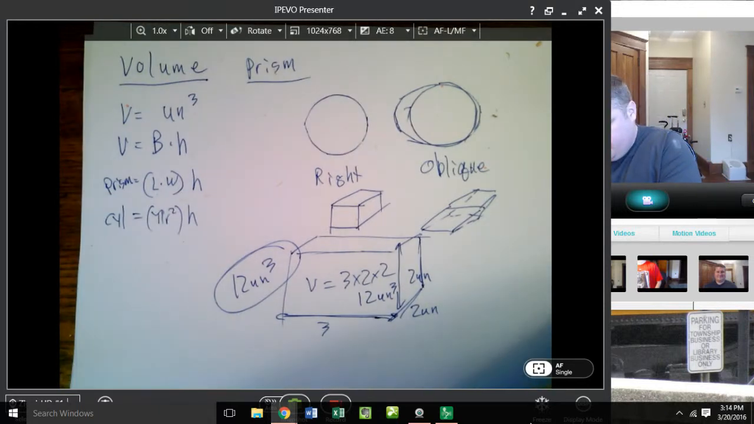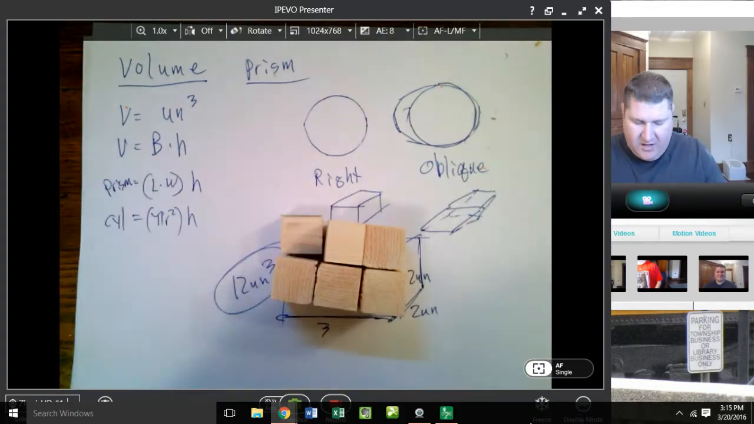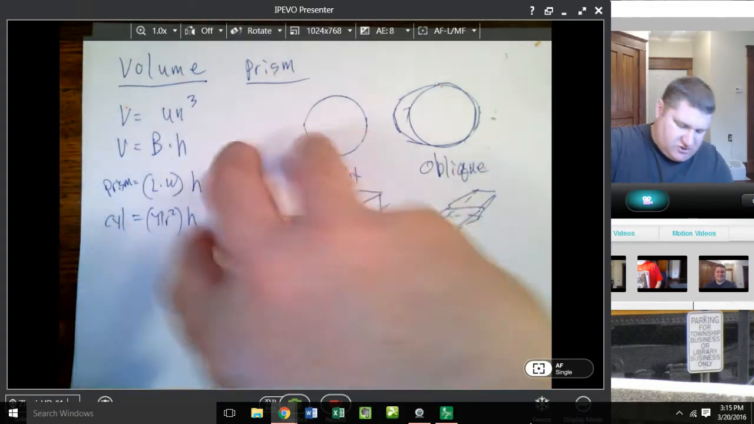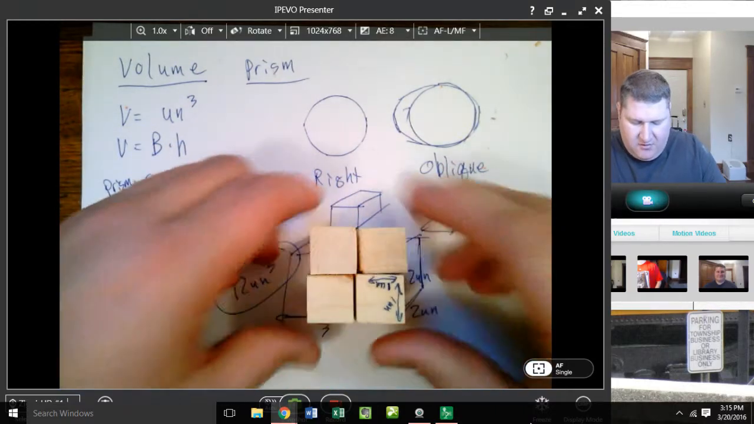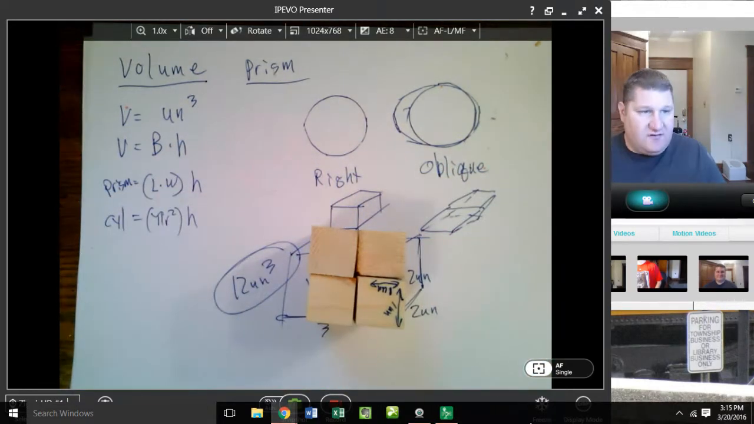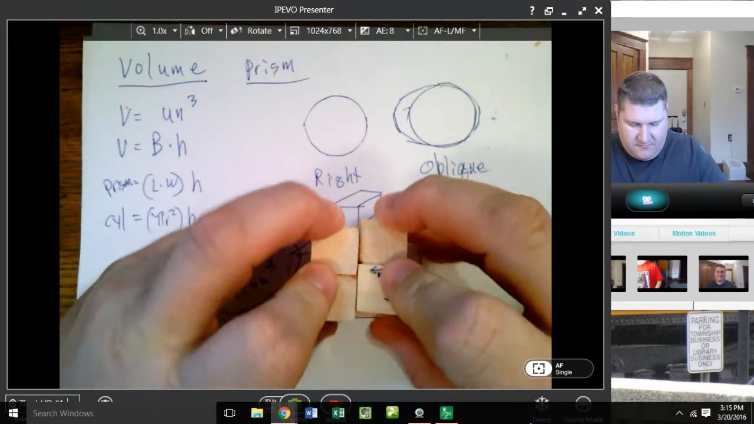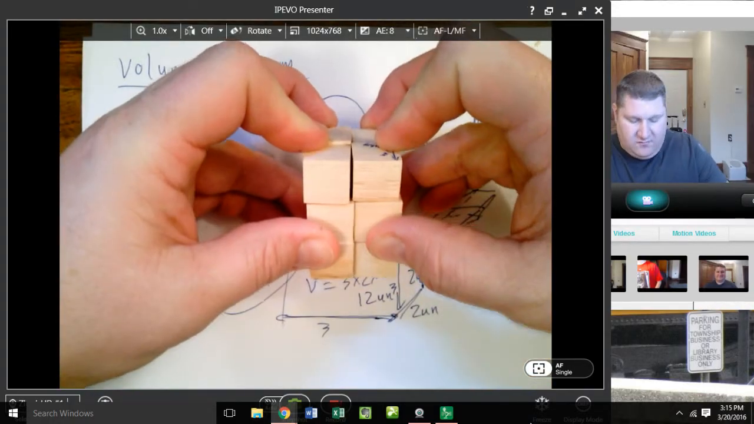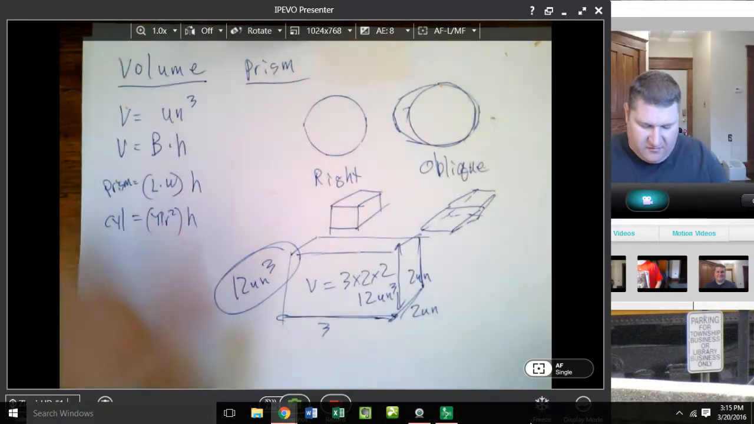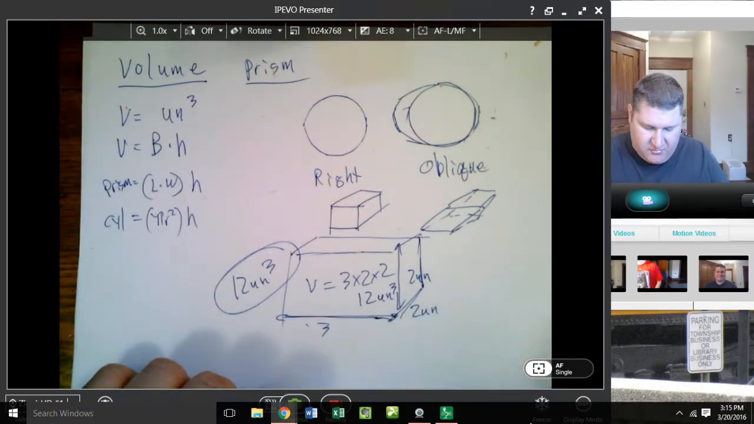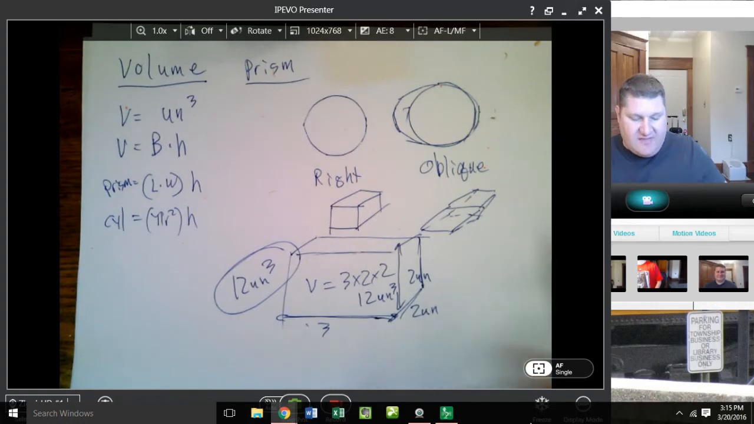Now, in this case, I could also take my same 6 blocks and I could turn it this way. And you'll notice it's still 2 by 2 by 3 units. But because of the commutative property of multiplication, it all works out and you're still going to get 2 by 2 by 3. So you get that for a volume.